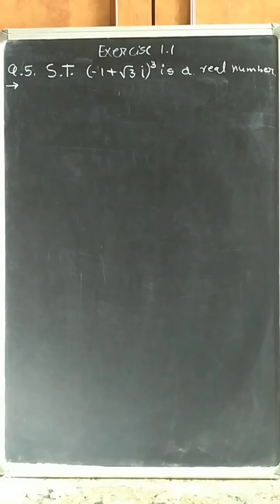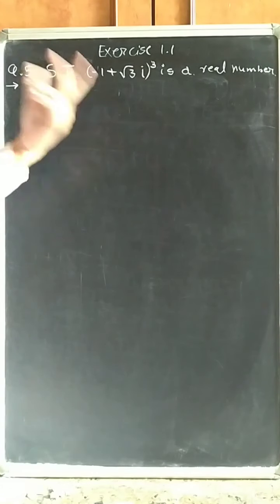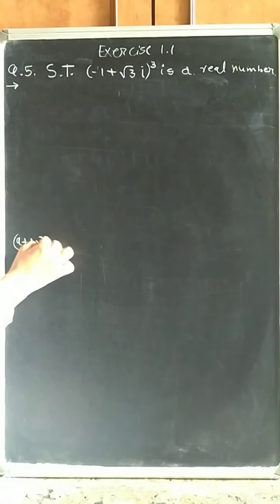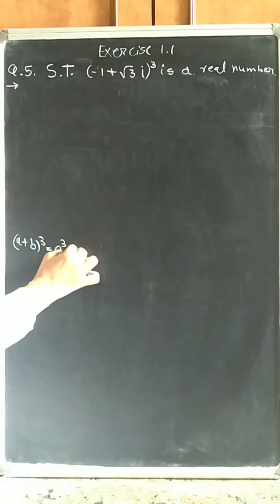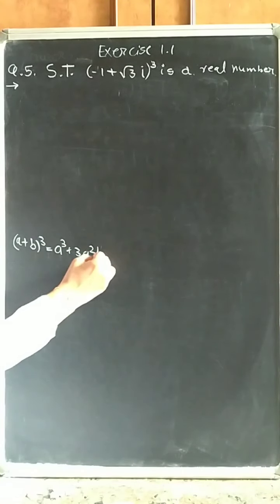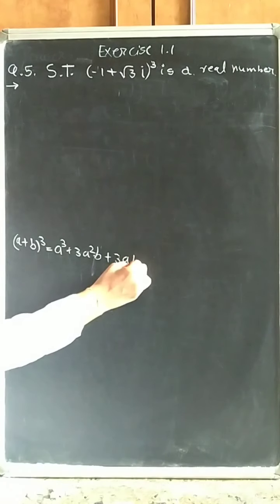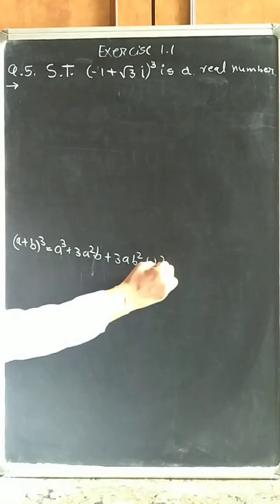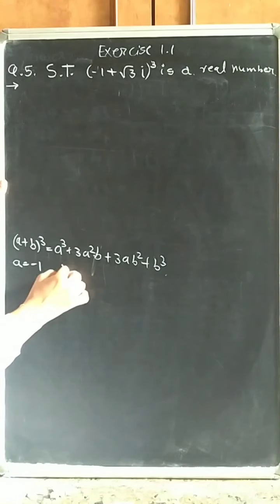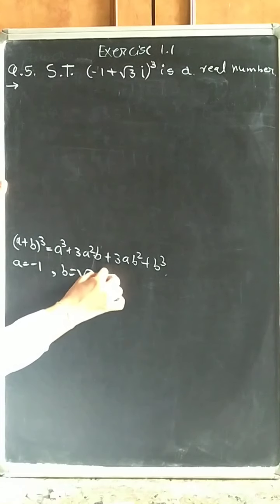Question number 5 is show that (minus 1 plus root 3i) cube is a real number. Now what is the formula for (a plus b) cube? a cube plus 3a square b plus 3ab square plus b cube. In this case our a is minus 1, b is root 3i.